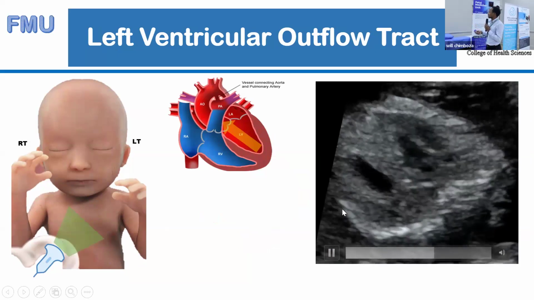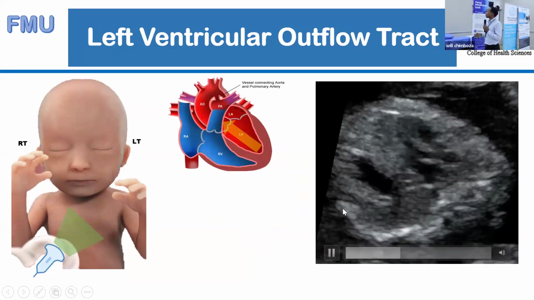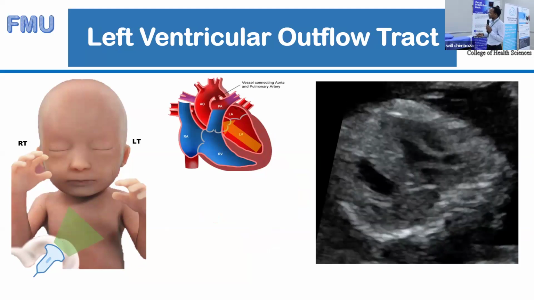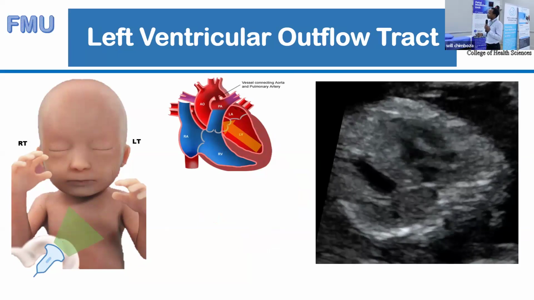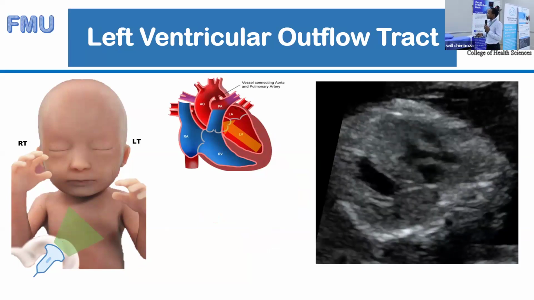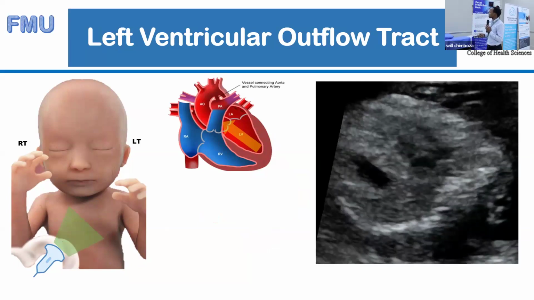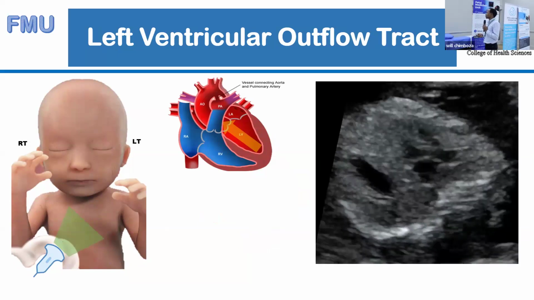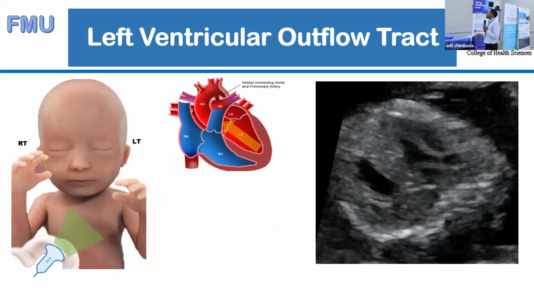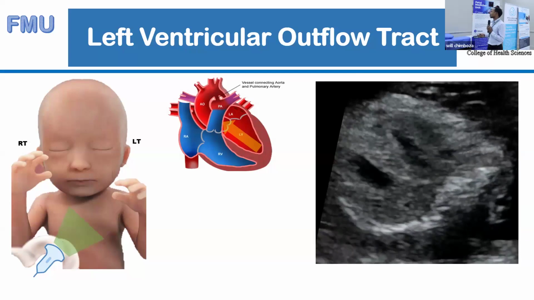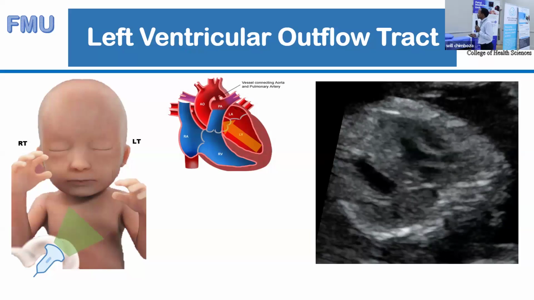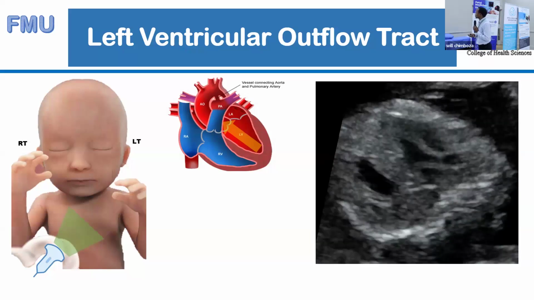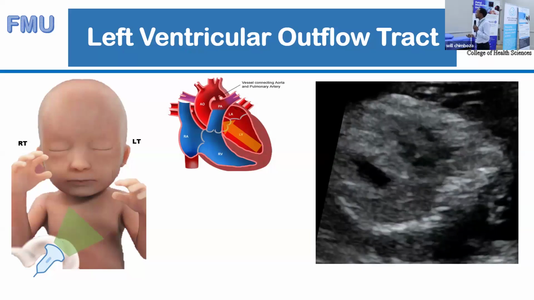So for the left ventricular outflow tract, this is the area that we are assessing. We should see the left ventricle and the aorta originating from the left ventricle, like in this case. The anterior wall of the aorta should be continuous with the interventricular septum. And then we should also see the aortic valve freely moving.